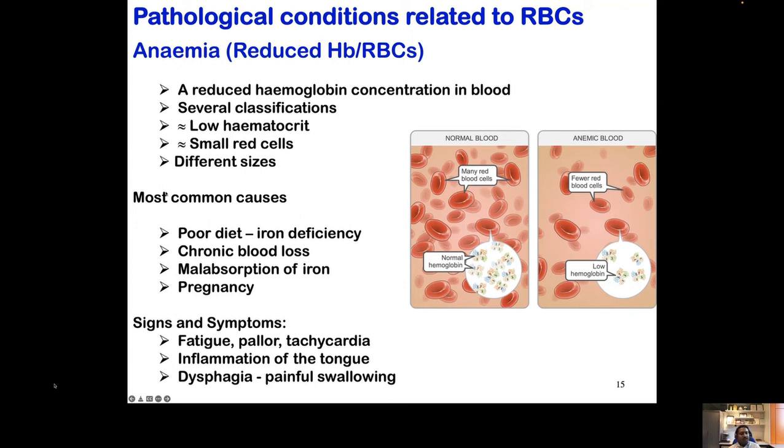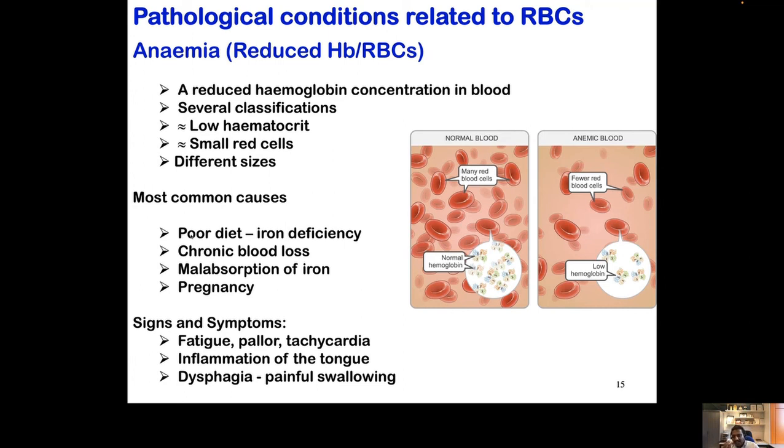Okay, what are the most common causes for anemia? So the obvious one will be the poor diet, iron deficiency diet. If you don't take an iron-rich diet regularly, or if you don't take supplements, then there will be iron deficiency, and the prolonged iron deficiency will lead to anemia. It's really important. The next cause is chronic blood loss.